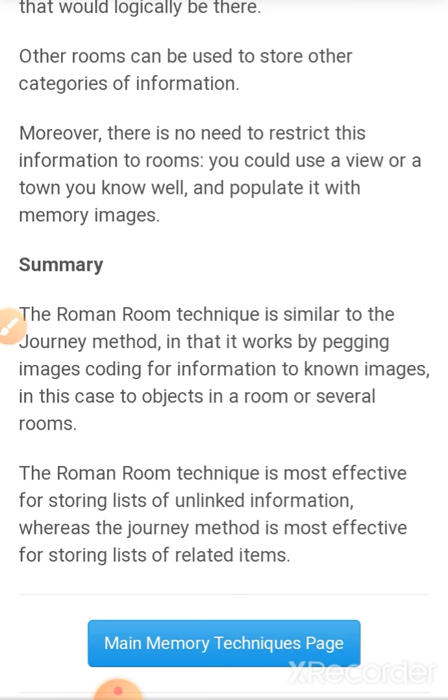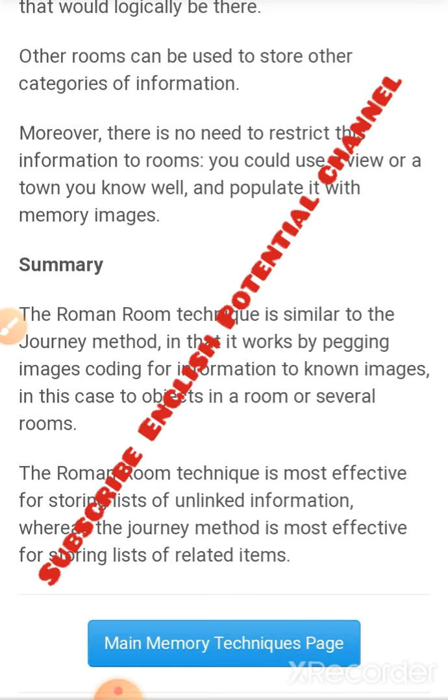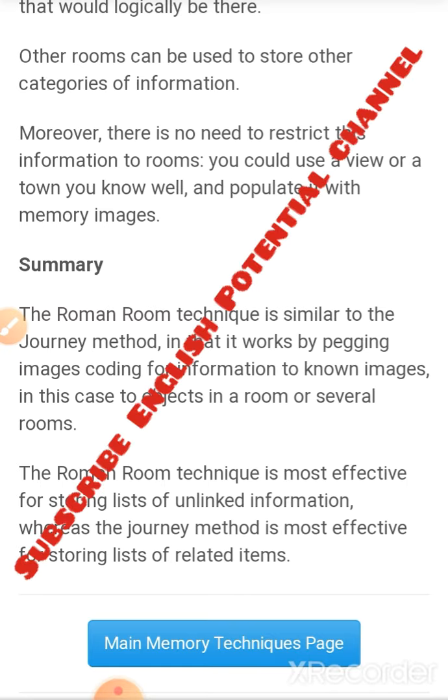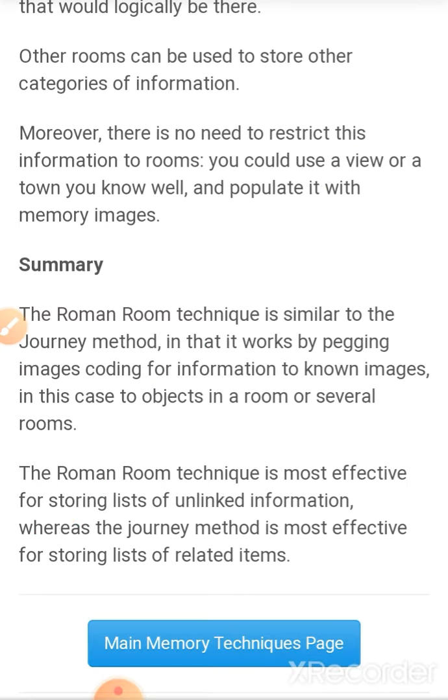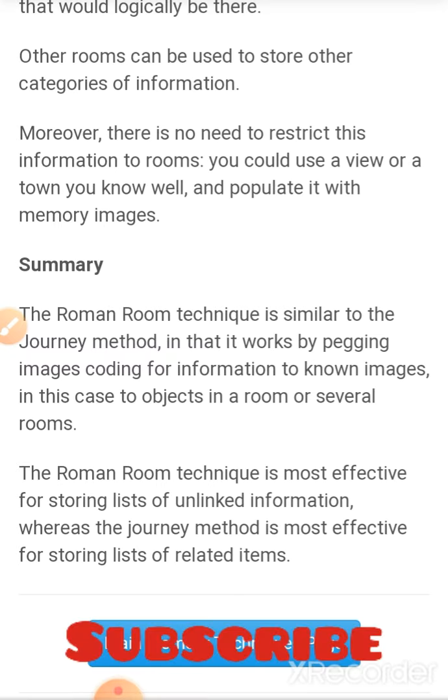The Roman room technique is most effective for storing lists of unlinked information, whereas the journey method is most effective for storing lists of related items. So this is the difference between the journey method and the Roman room method: the Roman room method is most effective for unlinked information, while the journey method is effective for storing lists of related items.